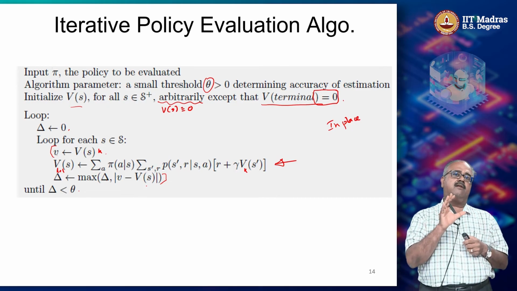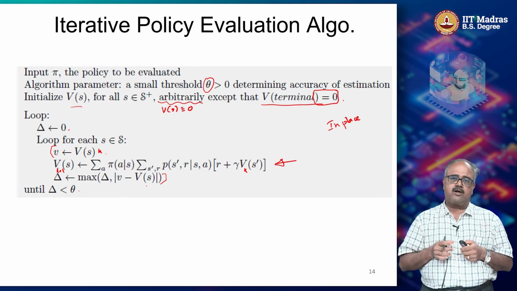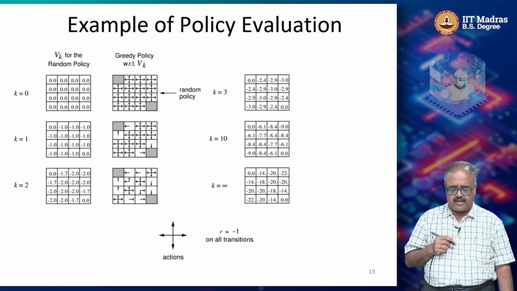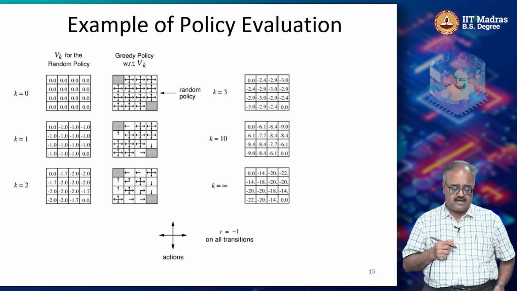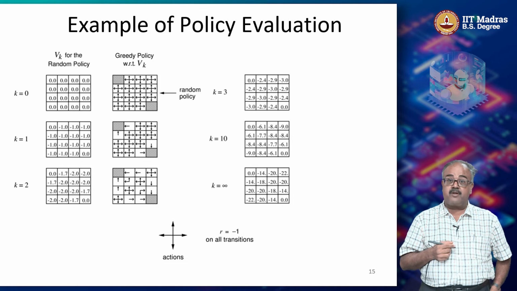Think about it. So I'll show an example. I'll show a numeric example and then come back and talk about this algorithm, right? So the numeric example is going back to the random policy that we saw earlier.